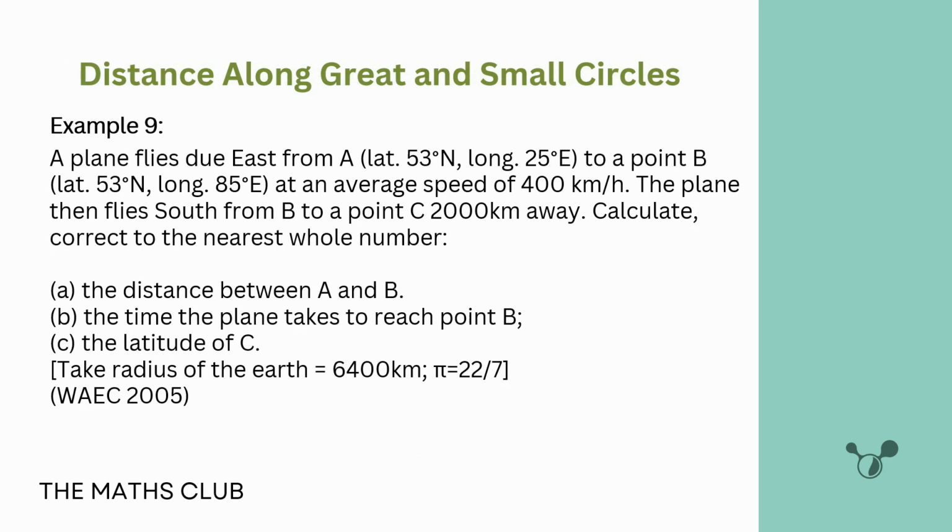Example 9 now states that a plane flies due east from A, which has latitude of 50 degrees north and longitude of 25 degrees east, to a point B that is latitude 50 degrees north and longitude 85 degrees east at an average speed of 400 km per hour. The plane then flies south from B to a point C 2,000 kilometers away. Calculate, correct to the nearest whole number, the distance between A and B, the time the plane takes to reach point B, and the latitude of C. Take the radius of the Earth to be 6,400 km and pi to be 22/7.